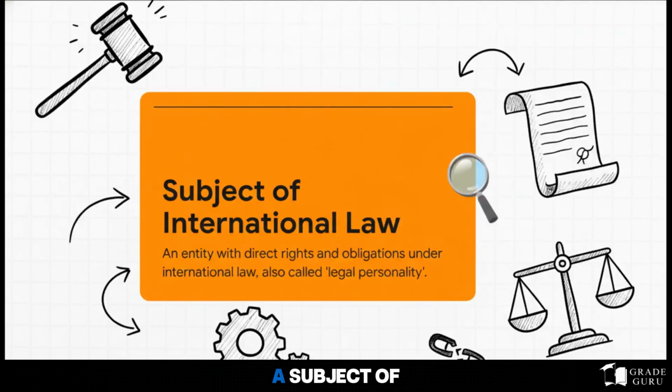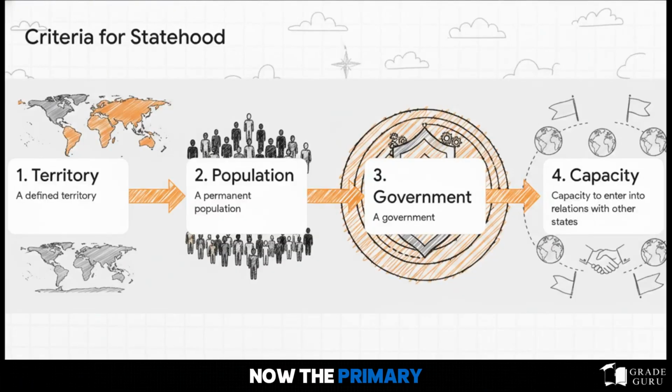Okay, first key term, a subject of international law. What does that even mean? Well, simply put, if an entity has legal personality, it's a real player on the global stage. It means it can sign treaties, it can make legal claims, and importantly, it can be held responsible for its actions. If it doesn't have that personality, it's just an object of the law, not a subject. Now, the primary subjects are, of course, states. And this is a classic exam question.